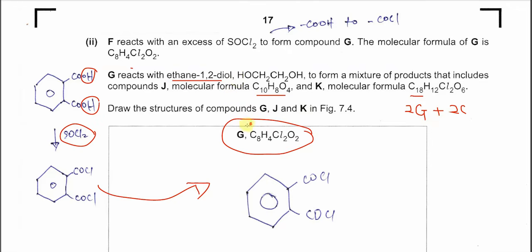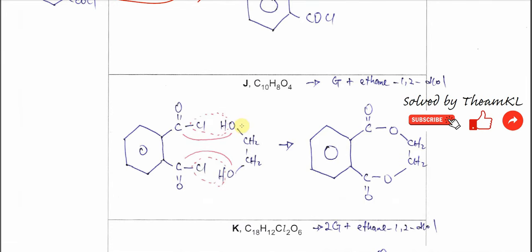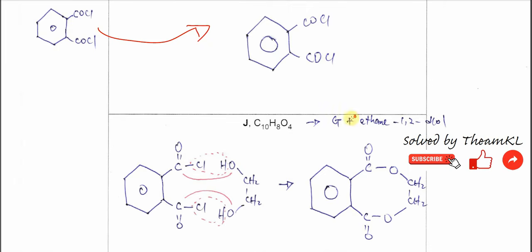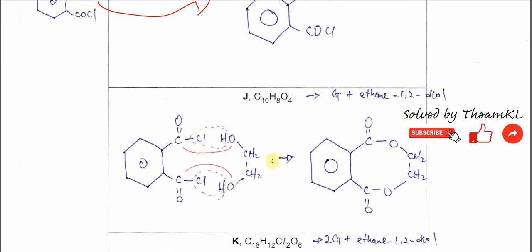So the J must be like this. 1 G, the diacyl chloride, reacts with ethane-1,2-diol. Something like this. The 2 alcohol groups of the ethane-1,2-diol will react with the acyl chloride. HCl will be removed here, and the new bonds will form. C–O bonds will form. So it will form this ester bond. This one also will form the same thing. HCl removed, C–O bonds form. So it will form a diester, and it's cyclic.